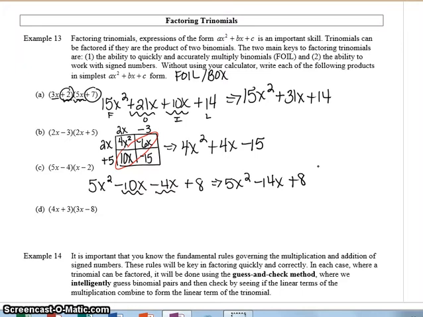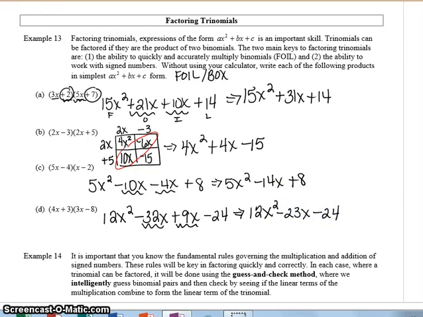Last one. First terms, 4x times 3x is going to be 12x squared. My outers, negative 8 times 4x would be negative 32x. Inners, 3 times 3x would be plus 9x. And my last, 3 times negative 8, is going to be negative 24. Combine like terms. So that results in 12x squared minus 23x minus 24.